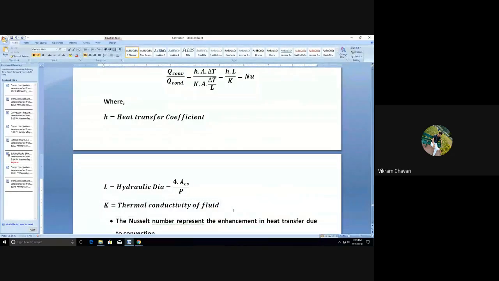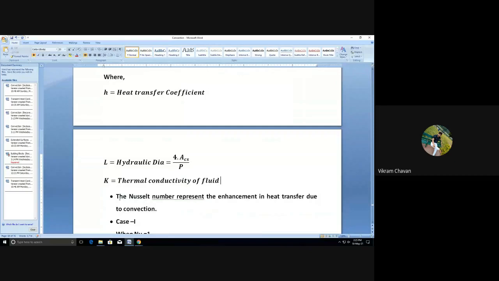Now, what signifies Nusselt number? The Nusselt number represents the enhancement in heat transfer due to convection.